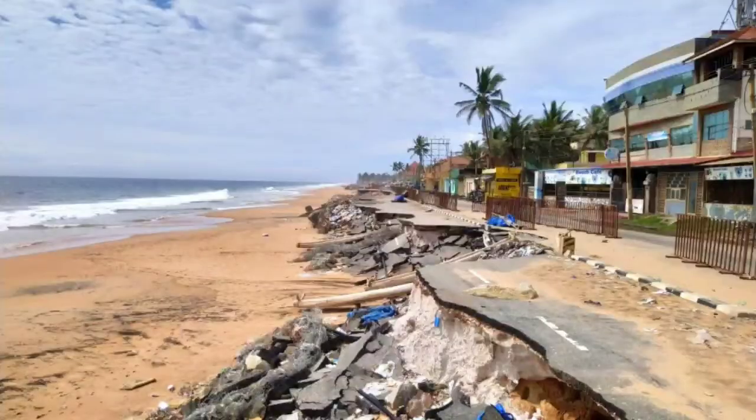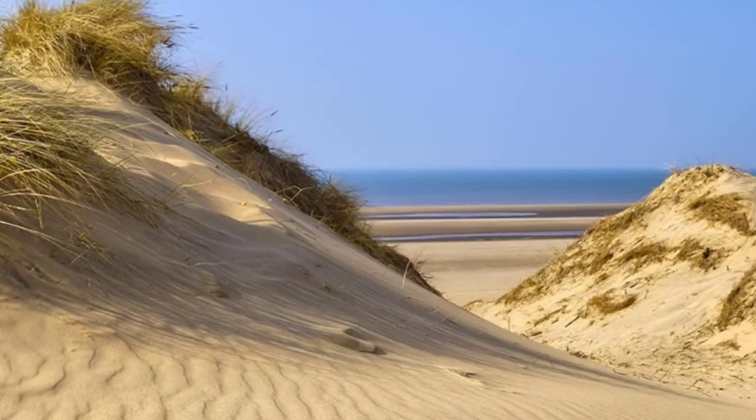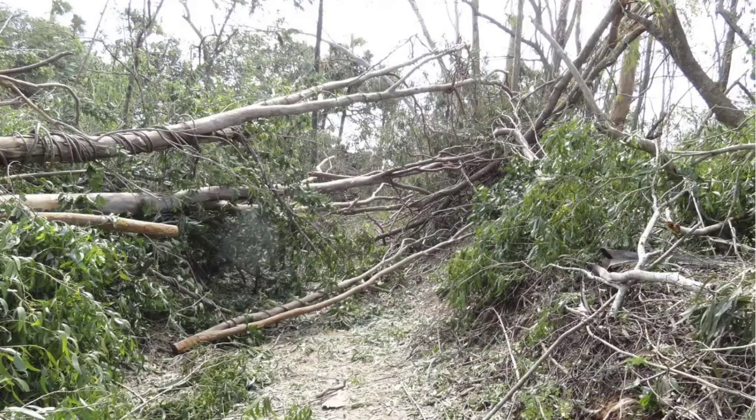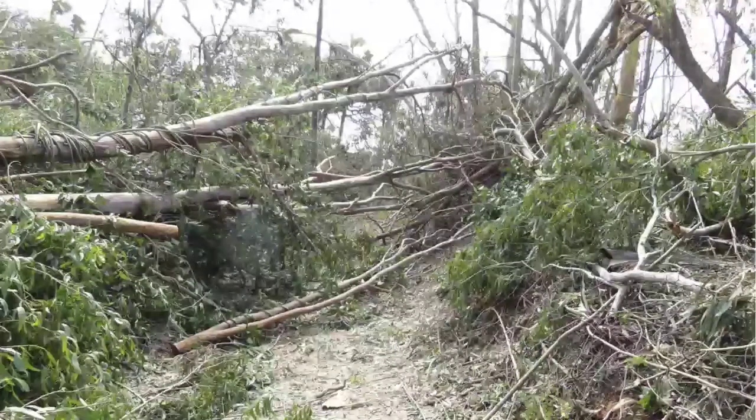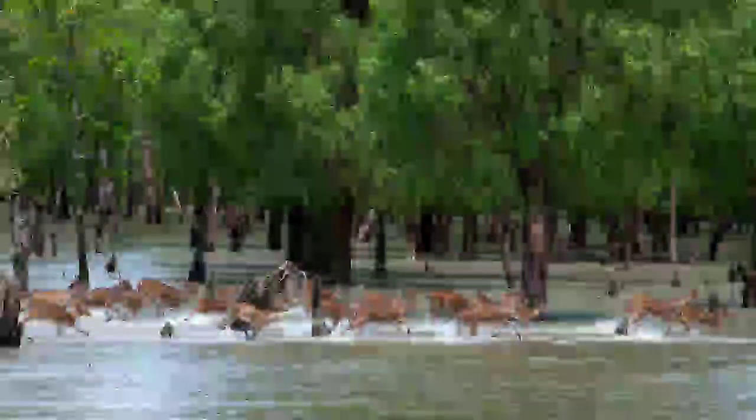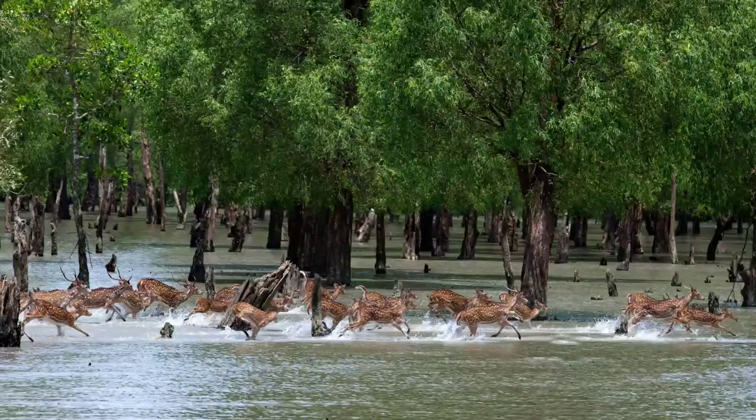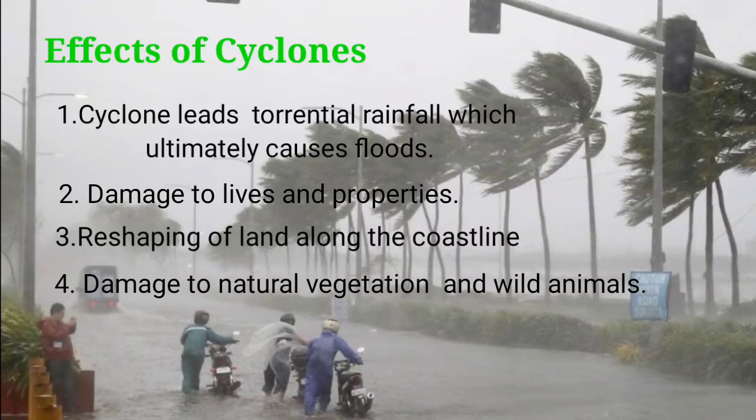It will also reshape the lands along the coastal areas. It will blow up the sand dunes, and the landscape of the coastal areas will also be affected by the cyclone. Apart from this, it will damage the natural vegetation as well as the wild animals living in the forest. So these are the important effects of cyclones.